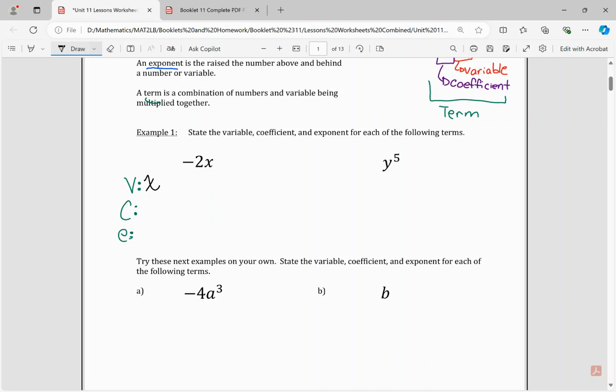The coefficient is the number that is behind the variable. In this case, that is -2. Remember, what's happening here is the -2 is being multiplied to the x. You can represent that using a dot if you want, but just the fact that the number and the variable are connected means that it's multiplication.